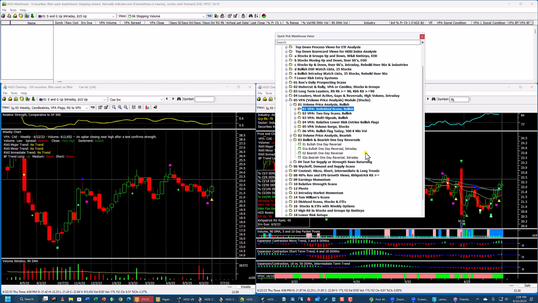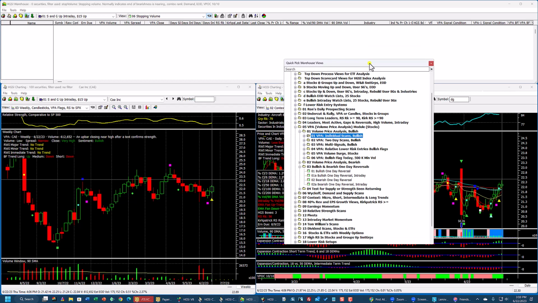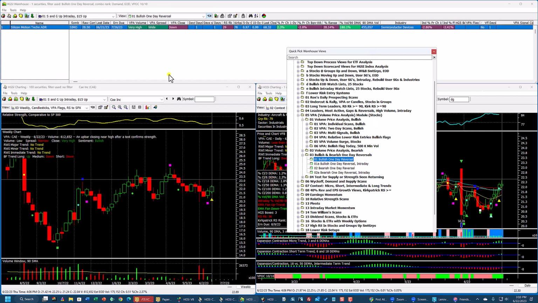Okay, bullish and bearish one-day reversals. Now, the VPA code in HGSI does not have these signals. But the guy who originally wrote the code has put these signals in his program, so it would be like an AmiBroker and so on. But it's not going to be in ours, so I thought, well, I'm going to just see if I can come up with something with a one-day reversal.